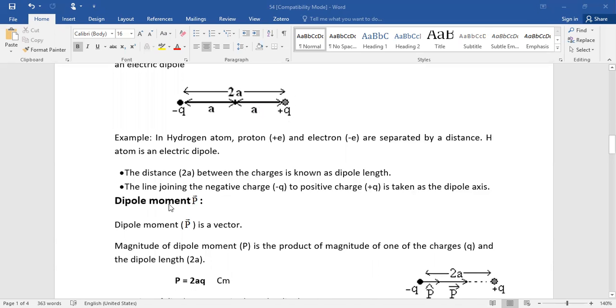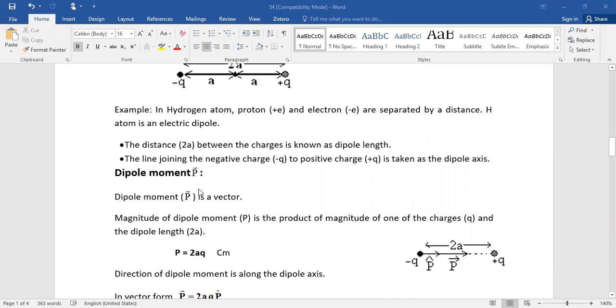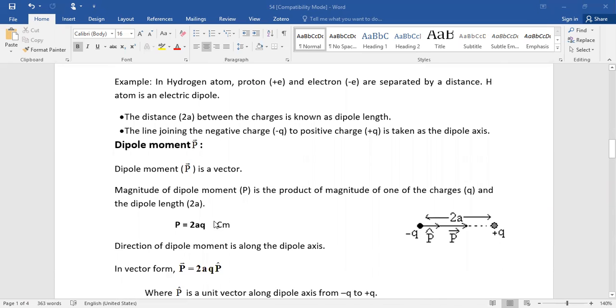For a dipole, we define a physical quantity called dipole moment. Dipole moment is a vector and its magnitude is 2A times Q. 2A means the separation between the charges, and Q is the magnitude of one of the charges. Dipole moment magnitude is equal to the separation between the charges times the magnitude of one of the charges, 2AQ.